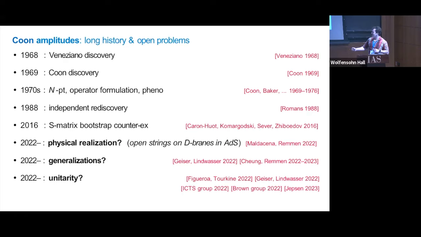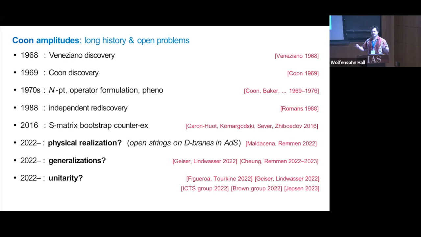In the 70s, Kuhn and his collaborators wrote down endpoint generalizations of his amplitude, developed an operator formulation, and looked at phenomenology, again trying to study the strong interaction prior to, or I guess at some point in conjunction with, QCD. There was an independent rediscovery in the 1980s by L.J. Romans, but things were quiet until 2016, when a very nice paper looked at the Kuhn amplitude as a counterexample in the S-matrix bootstrap program.